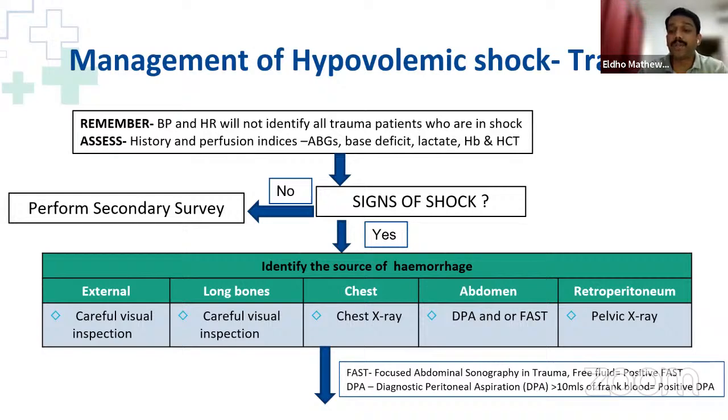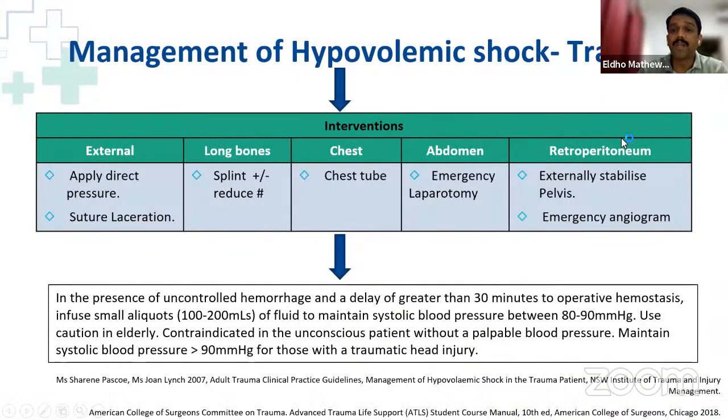And the retroperitoneum also we can check with the X-ray, and if there is any hematoma we can find. The interventions we can do: we can suture the laceration, we can prevent the wound bleeding, and for a long bone fracture we can use a splint.